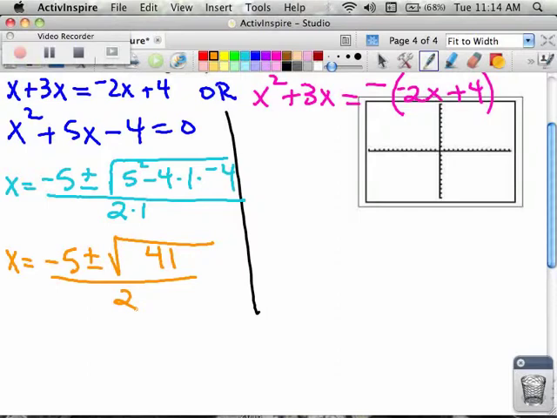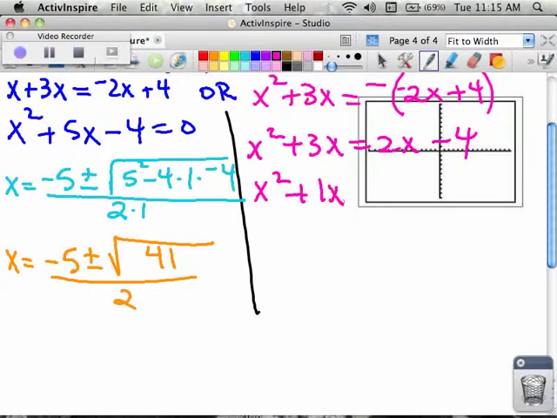For the pink, I'm going to simplify that as well. So I get x squared plus 3x equals 2x minus 4. Notice how the things that were on the right-hand side both changed sign. And then get everything to one side. So x squared plus 1x plus 4 equals 0. And then here as well, I don't think that factors, which is also kind of annoying.